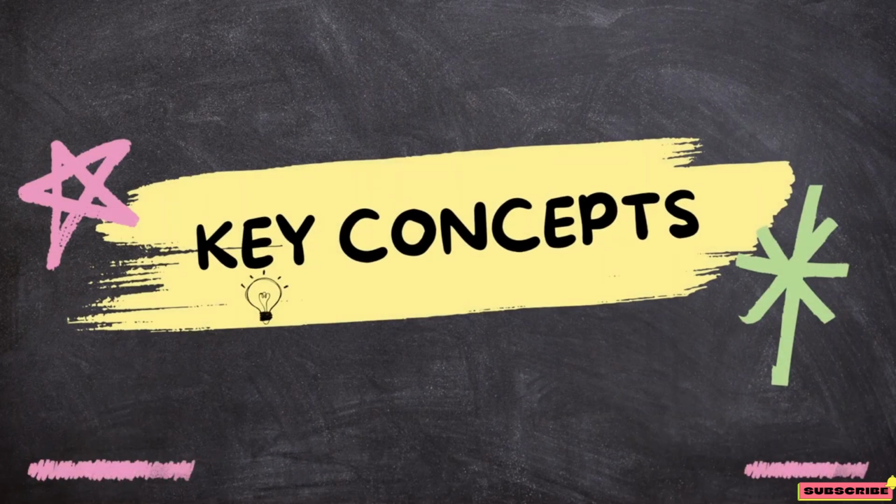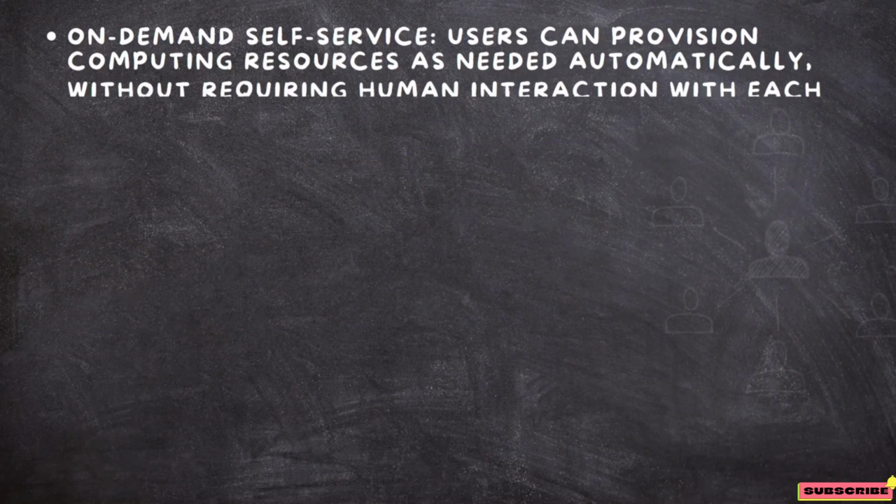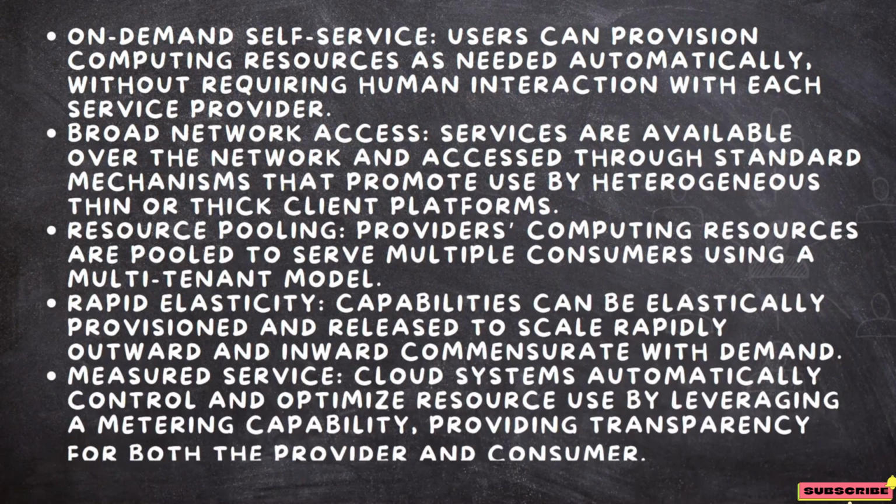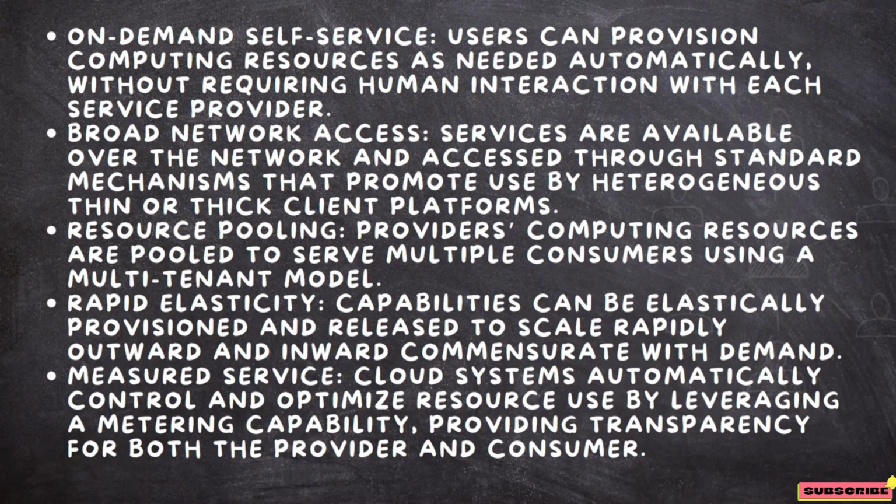So, now let's get into our key concepts, which are also quite similar to AWS. First off, we have on-demand self-service. Users can provision computing resources as needed automatically. You don't need to work extra time on these services. Those are going to be automated, just by using algorithms and even AI by this time, without requiring human interaction with each service provider.